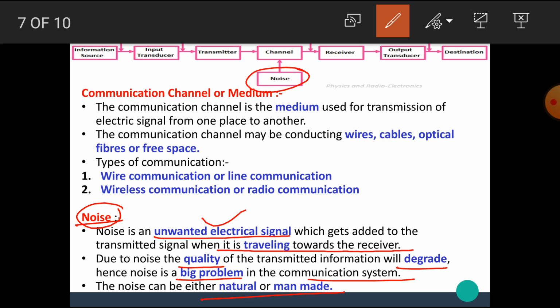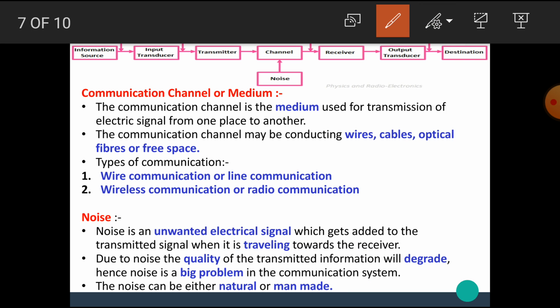The sources of the noise are of different types. The main types are natural noise or man-made noise. One important point here is that the noise may get introduced in the communication system through a channel or at any stage of the communication system. That means the noise may get in the transmitter, in the receiver, in the input transducer, or in the output transducer. I hope you all understand the concept of noise and communication channel or media.